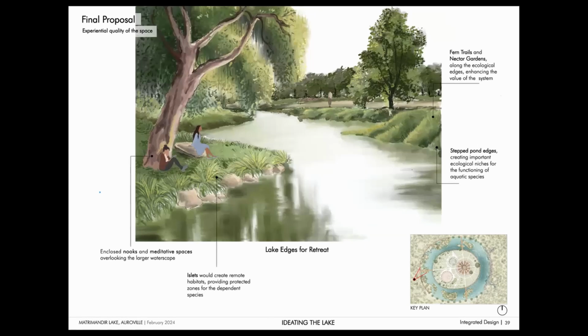And the edges, this we saw in the plan, as well as what constitutes the main space of transition from the outer profane edges towards the inner sacred edges. It creates a lot more spaces for quietude and contemplation.